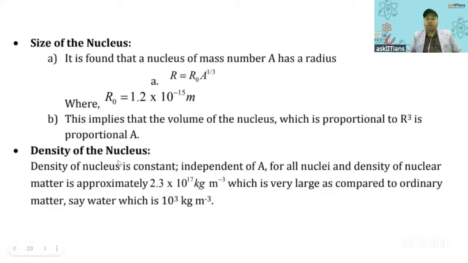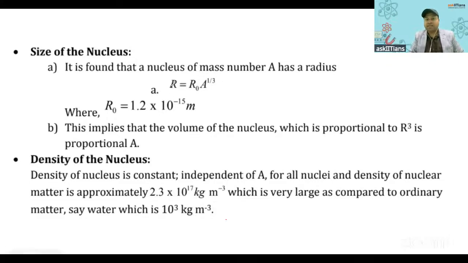Now, this part is important. Every year a question comes. The radius of a nucleus is proportional to the mass number to the power 1 by 3. So R is equal to R naught A to the power 1 by 3, and R naught is a constant having this value.